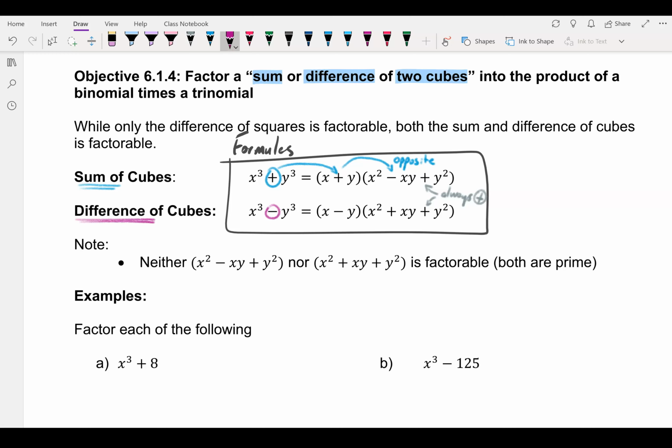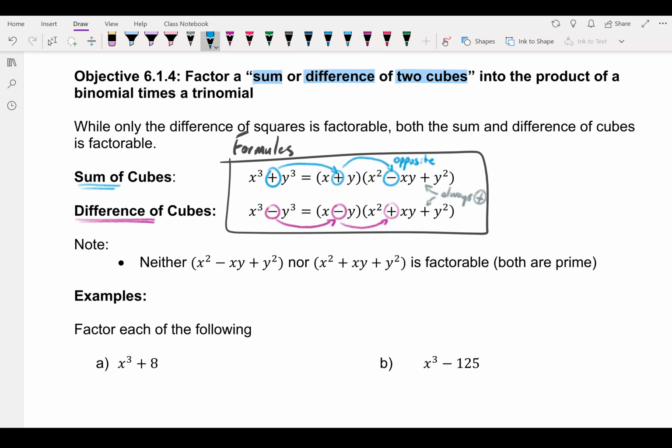In the second case, if you have the difference of cubes, notice that the formula first has x minus y, with the minus, same sign, and then when it moves on to this sign, it's the opposite. So in the second case, it's a minus, it repeats the minus, and then it flips to a positive. In the first case, it's a plus repeated, and then it flips to a minus.